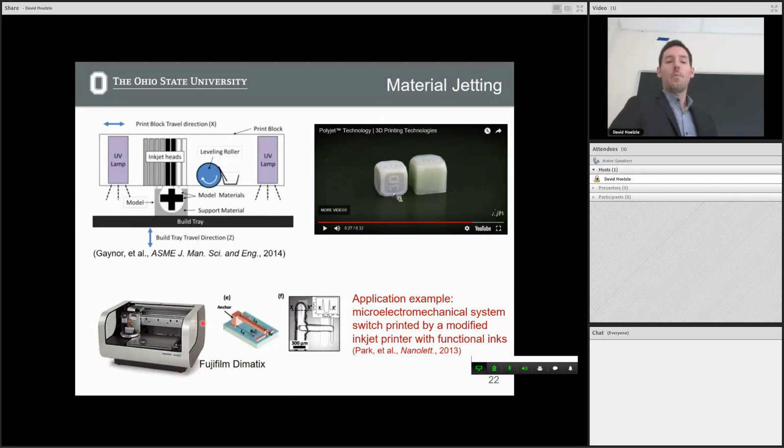This has been used for electronics now. This is Fujifilm Dimatix, and I actually just visited Fujifilm on Friday last week in San Jose. They make electronics with the additive manufacturing modality. Basically, they print electronics. So you can now print dielectric materials and metallic structures.